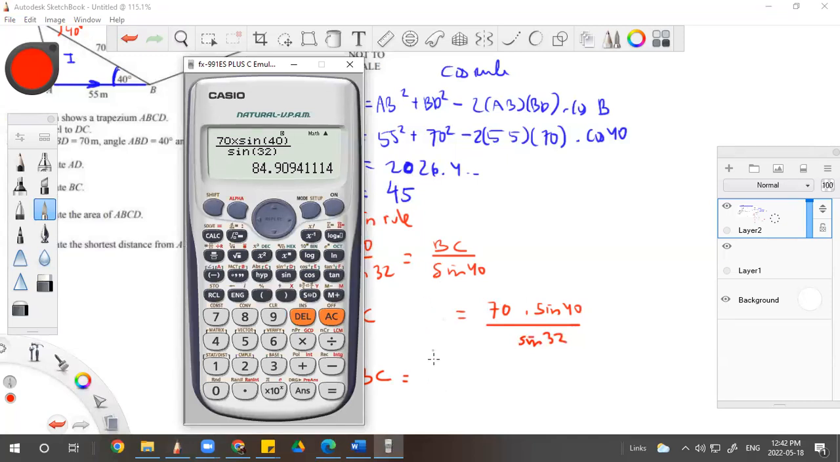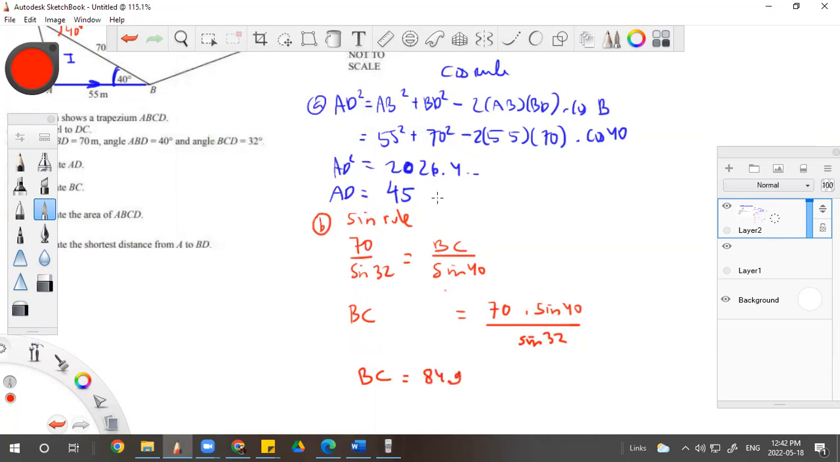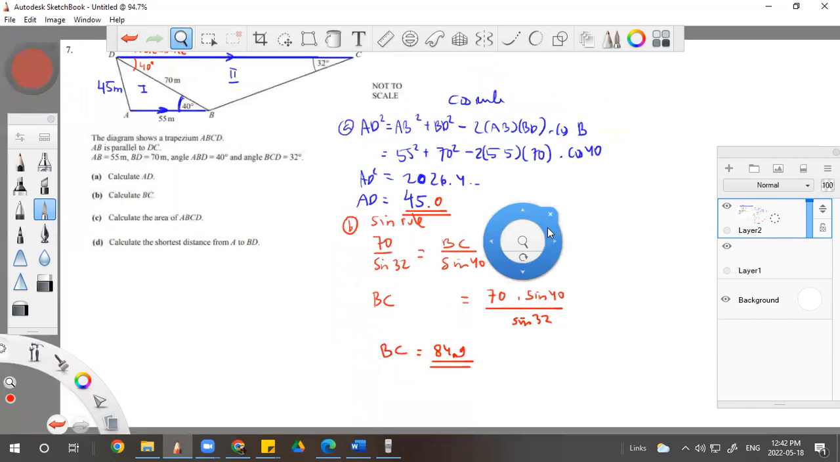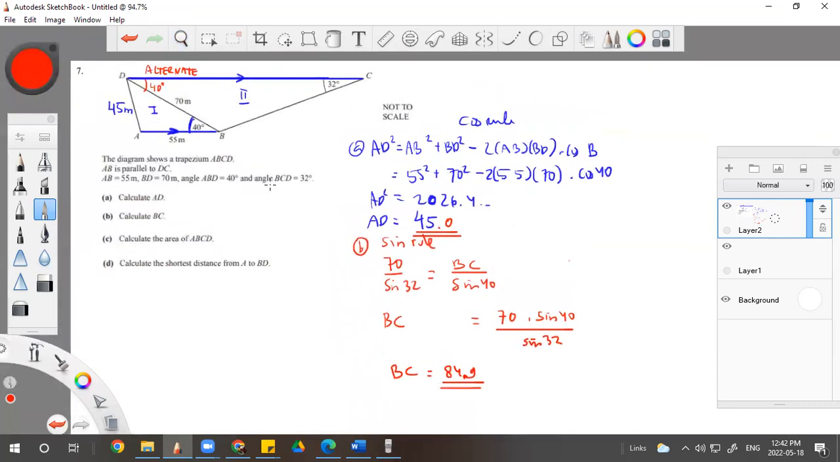Still, you cannot round to 85. It's too brief. I don't think you need to round that number. 84.9 is 3 significant figures. This is 45.0, so 45 is okay, but 3 significant figures will be like this. Then the area of ABCD. After you get this, put it first: 84.9. So in order to calculate the area of ABCD, how do you do it?